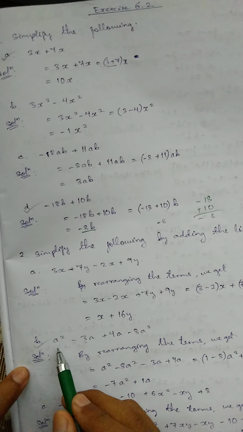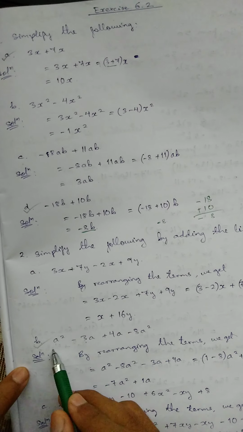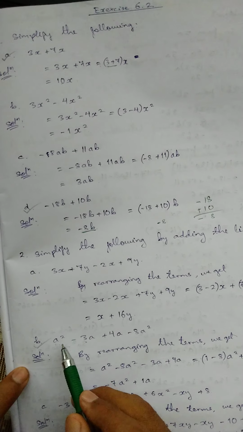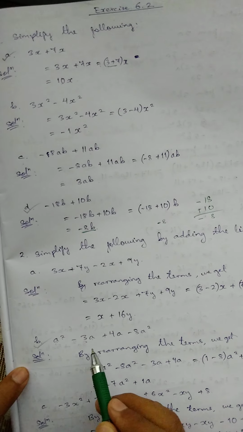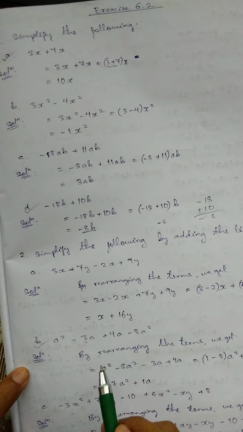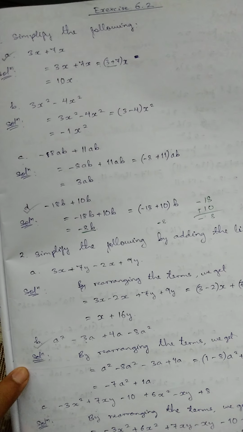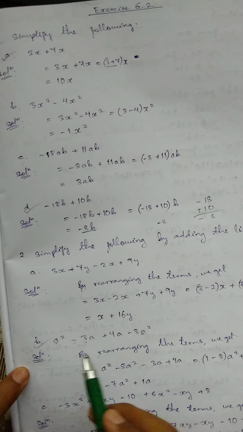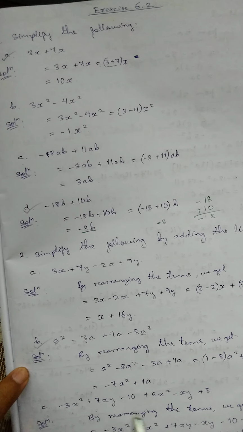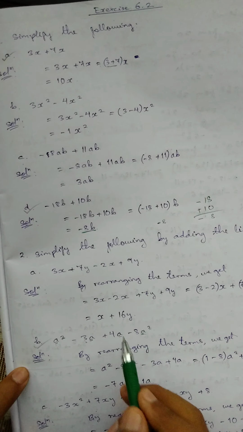Because if you calculate for a squared and 3a, we cannot do this, because for a it is power 2 and here a is power 1. So we cannot do all of these at one time. So what we can do is rearrange the terms, all the like terms as mentioned in the question. The like term means the same variable with the same power. That is known as the like term.